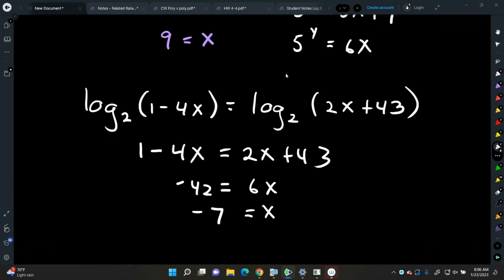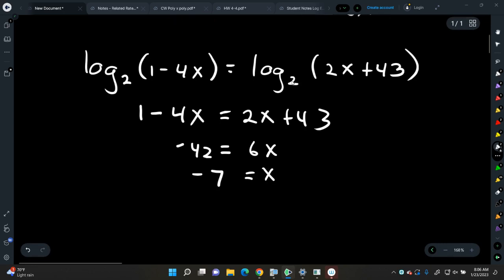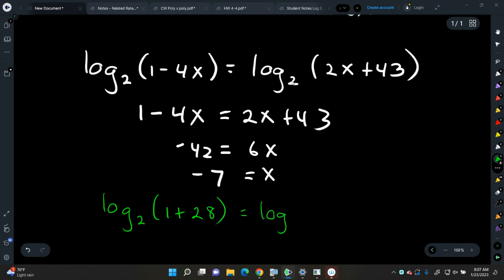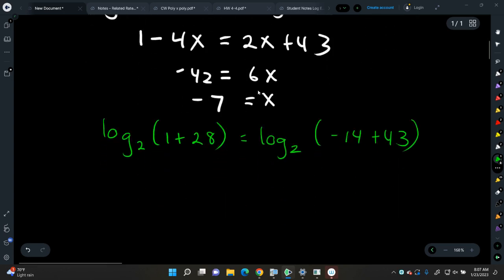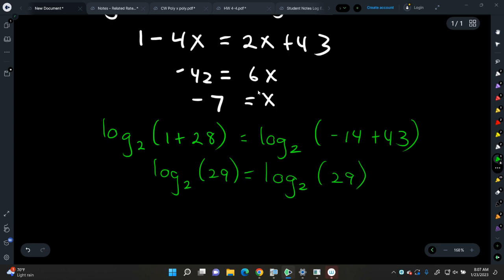Now, when we do this, we should also check it by plugging it back in. If x equals negative 7, we get 1 plus 28, so we have log 29. And over here, we get negative 14 plus 43, which is also 29. So we're good. That one's fine.